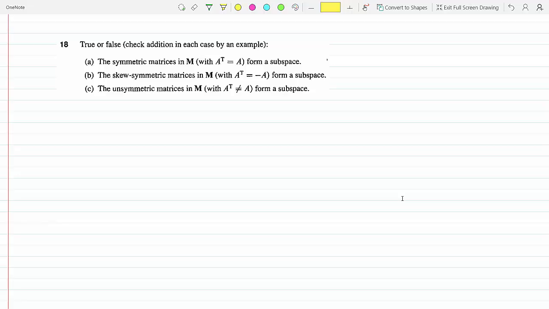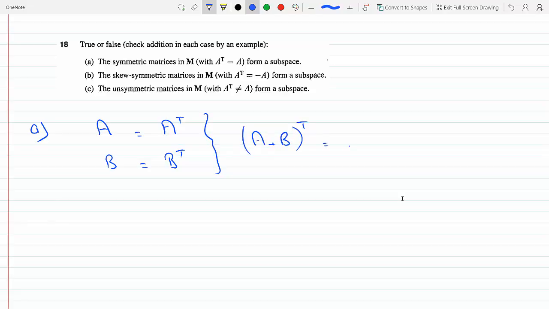If they are closed under addition and scalar multiplication, then they would be a subspace. So let's take two symmetric matrices. We'll start with part A. Let's take two symmetric matrices A and B, and if they're both symmetric, that means A equals A transpose and B equals B transpose. Let's check addition first. If I were to take (A plus B) transpose, what do I get? I get A transpose plus B transpose. I could distribute the transpose.